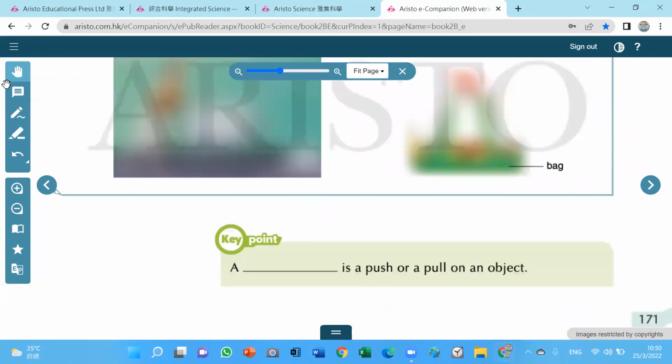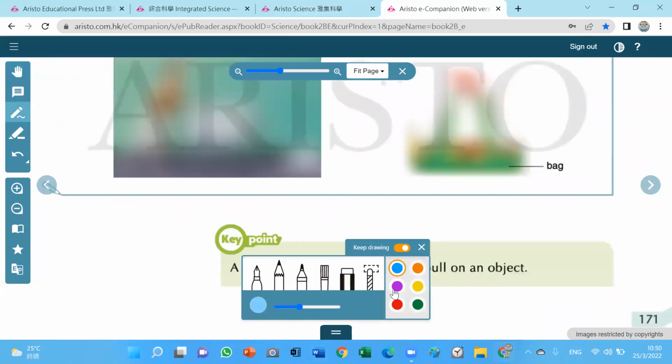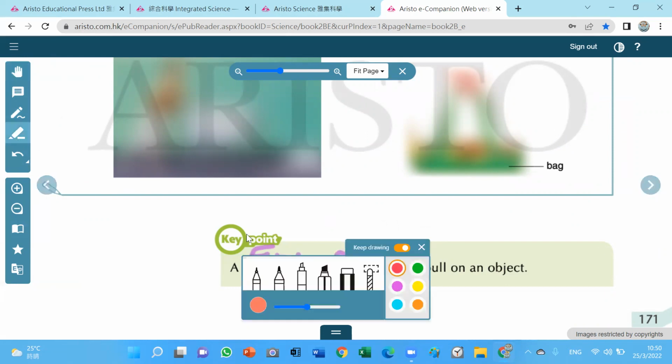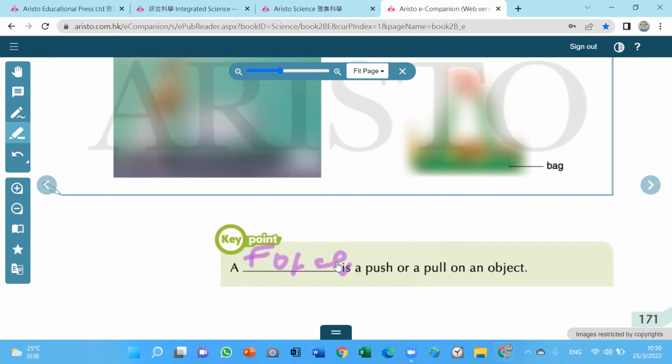Okay, so let's do the key point. So force. The force is a push or a pull on an object, okay?